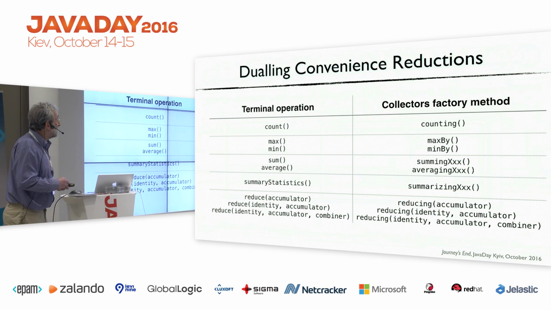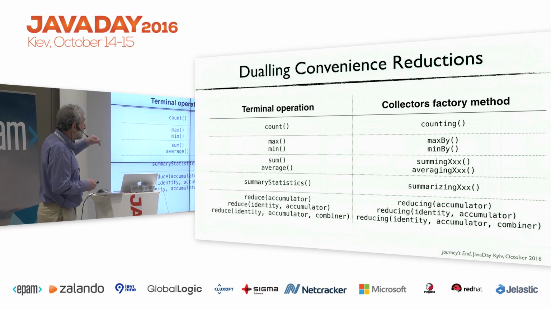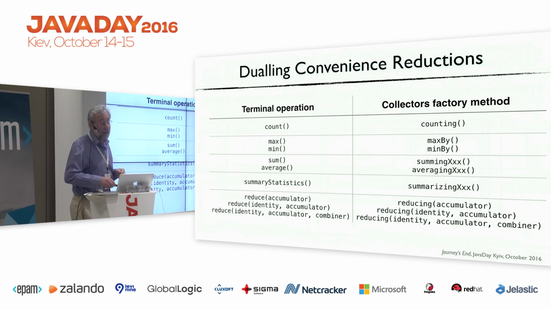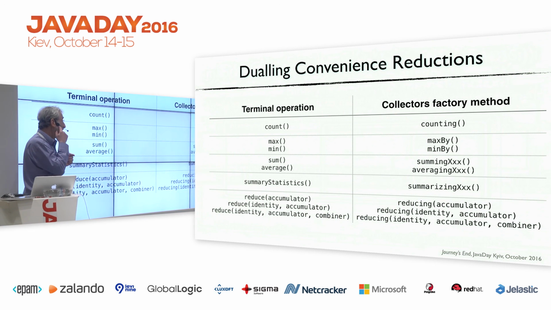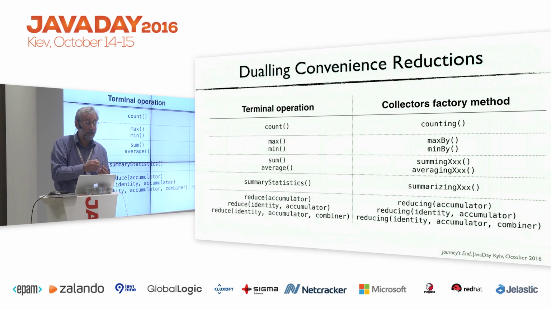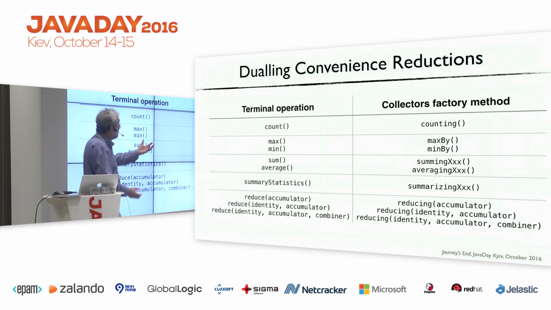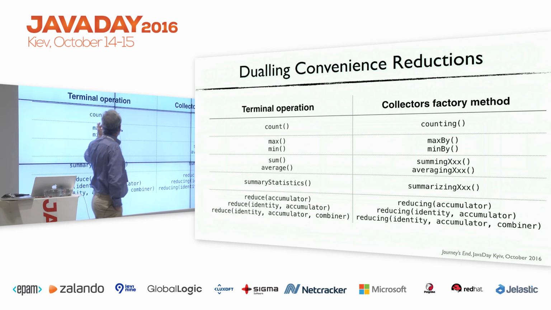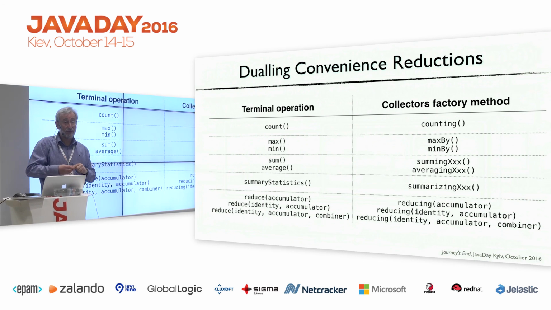So often these collectors are really useful. These downstream collectors are so useful that they've provided factory methods that correspond to each one of the operations. I've shown you mapping, which corresponds to an intermediate operation on the stream. But also there are factory methods that give you back collectors that correspond to each one of the terminal operations as well. So we've got something like counting, for example.